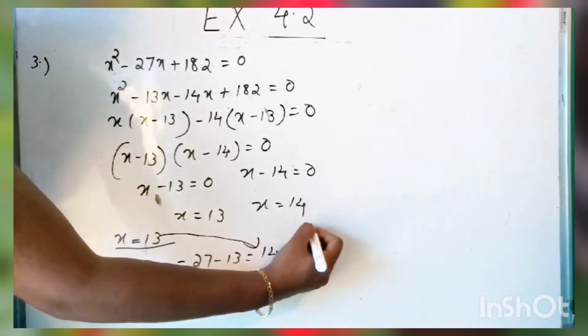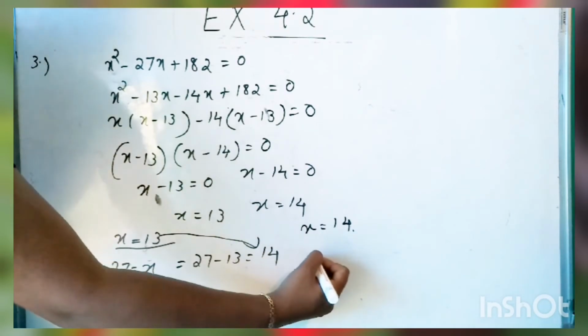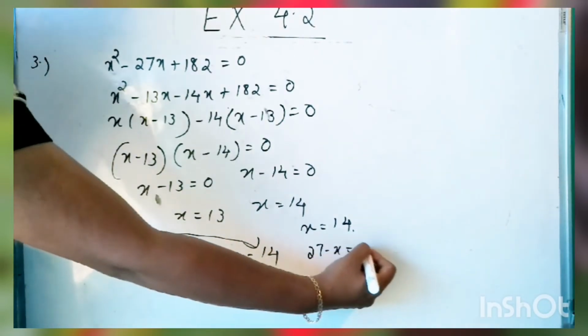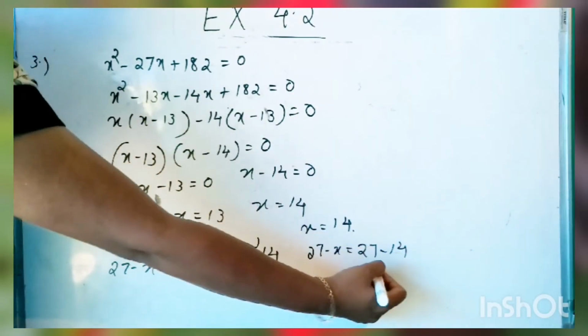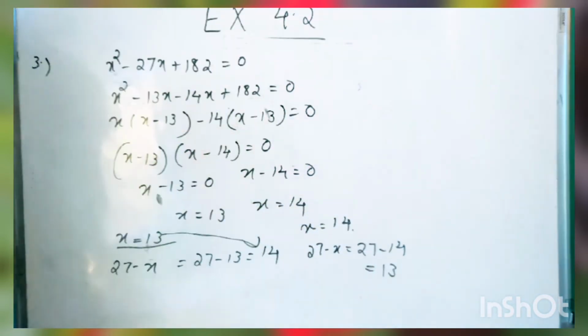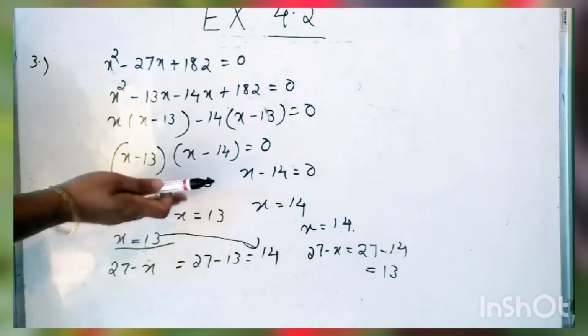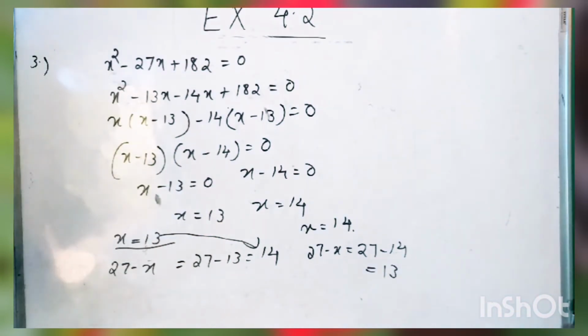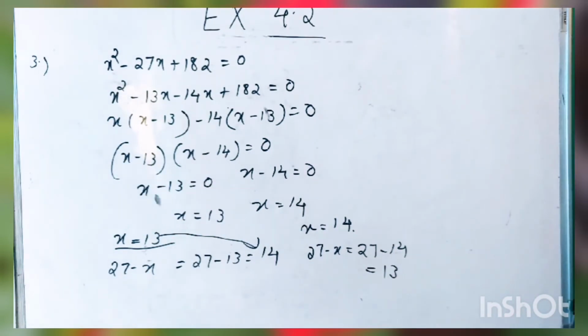Suppose the first number is equal to 14. Then the second number, that is 27 minus x, is equal to 27 minus 14, which is equal to 13. If the first number is 14, then we will get the second number as 13. Either way, we are getting the same numbers, 13 and 14. Therefore, the required two numbers are 13 and 14.